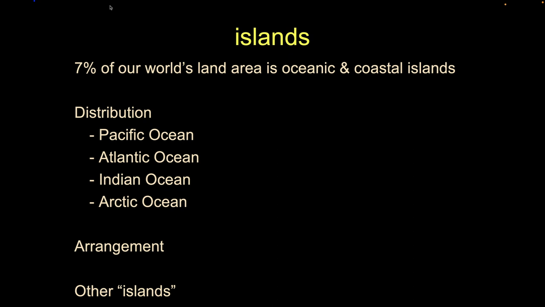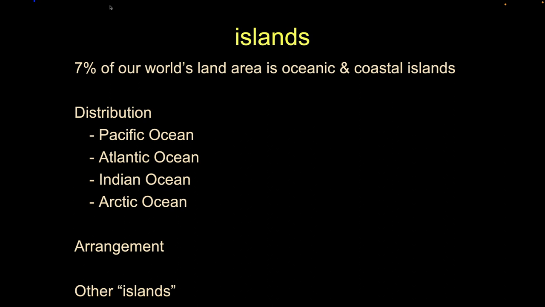Regardless, islands are relatively small. Islands, meaning traditional islands out in the ocean, make up only about 7% of the total terrestrial area of our planet, in terms of stuff that's out in the middle of the ocean or next to a continent. So relatively small, right? 7%, relatively small. They're mostly in places like the Pacific Ocean, Atlantic Ocean, etc. They're arranged in different ways.